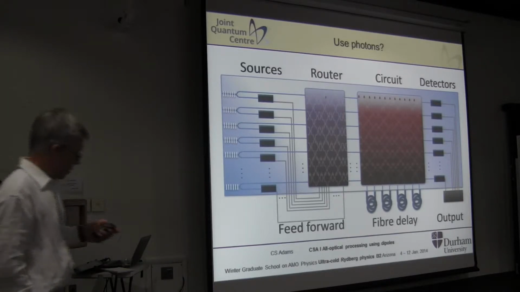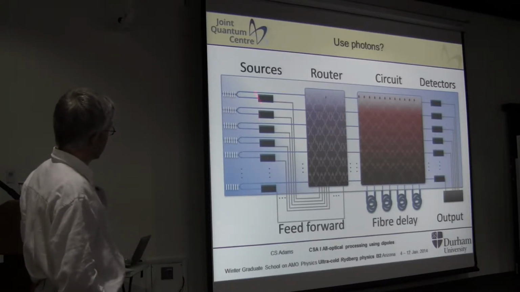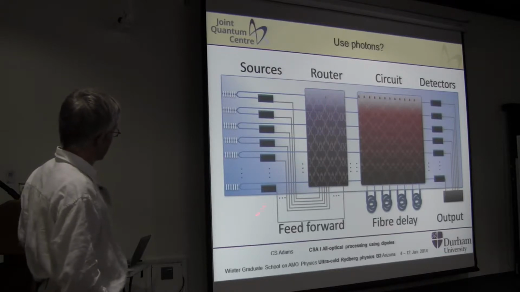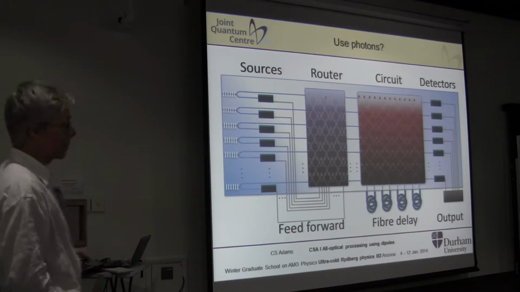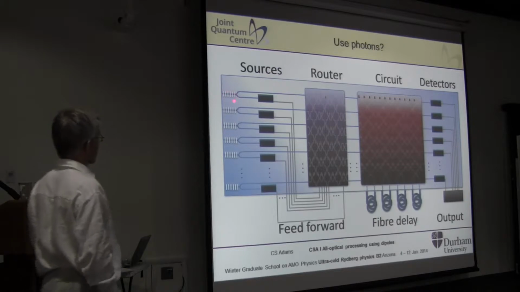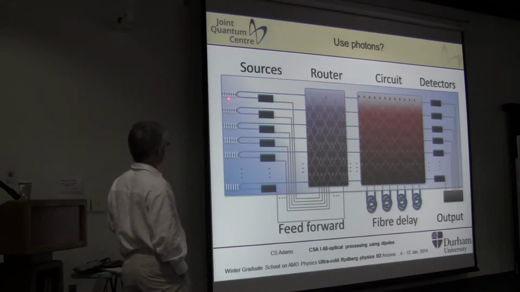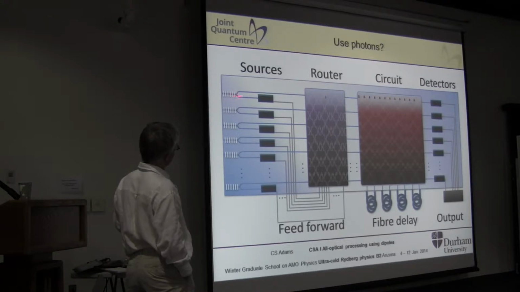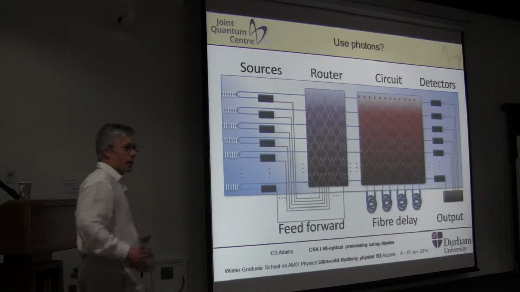And it's a fairly simple thing that you have sources, and the way everything works is probabilistic, so that's the problem here. The source is a parametric down conversion. The point is that if I create photon pairs, then if I detect a photon here, I know I've got one there. But we don't know when that's going to happen.